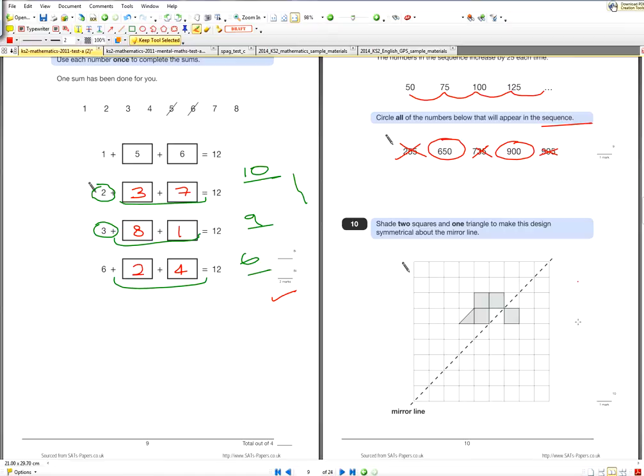Okay, question number 10. Shape two squares and one triangle to make this design symmetrical about the middle line. You can't really give me the answer by shouting. I don't know how you're going to give me the answer verbally. You have to do it. But you mean you're going to shout out the answer and it'll come on the board? Allahu Akbar. Mr. Kamal.